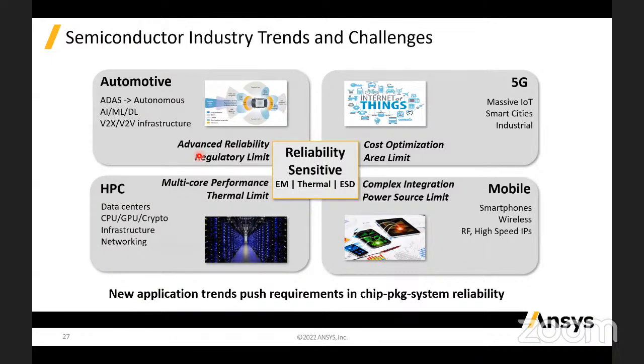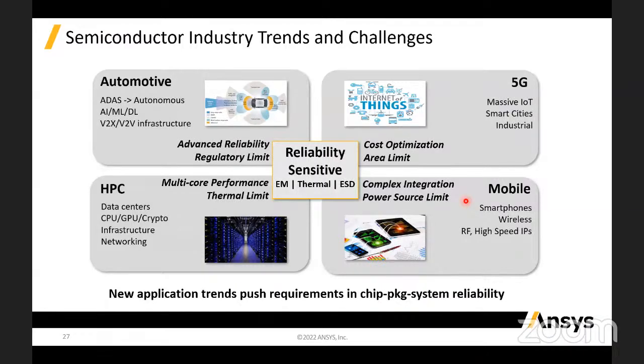The electronics industry, from a reliability point of view, is undergoing a phenomenal challenge to meet the demands of the semiconductor market and its applications. This comes in the form of increased safety requirements in the automotive market, increased connectivity requirements in the 5G market, increased performance considerations in the high performance computing and data center market, and power efficiency and complex integration needs in the mobile market.